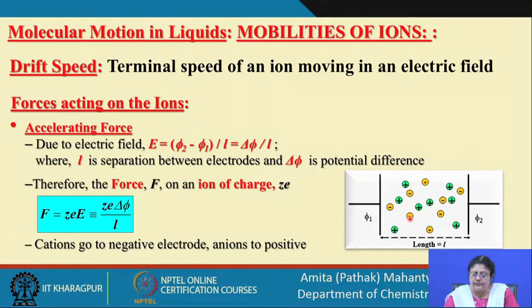You have the minus as the negative charges and green as the positive charges. So, cations go to the negative electrode and the anions go to the positive electrode. This is what is driving them. The force which is acting on them, accelerating the particle towards each type of electrode, cation to the negative electrode, anion to the positive electrode, is nothing but the total charge into the electric field which is existing, Ze into E, right.